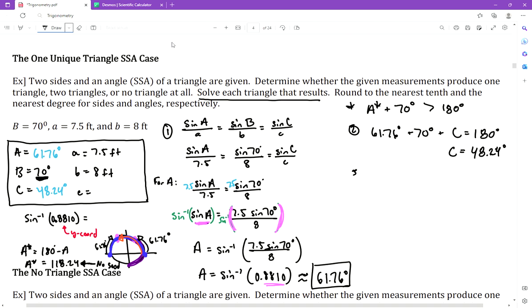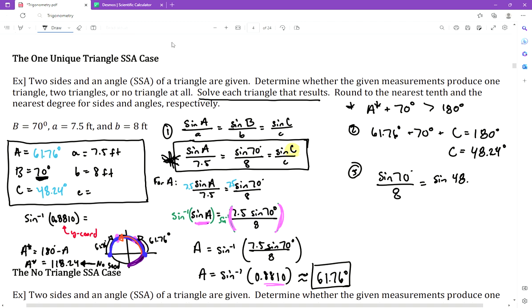And then now the last thing we need is that side C. So the third step in this problem is back to our law of sines right here. Again, it might be just worth boxing that. So usually we recycle the law of sines at least twice in these problems. Okay, so we have angle C now, though, in this setup. So that means I could take the middle equation. So sine of 70 over 8 should equal sine of the angle we just found, 48.24, over that missing final side, C.